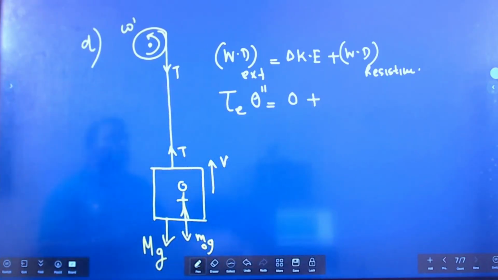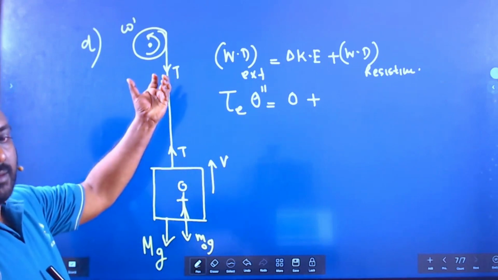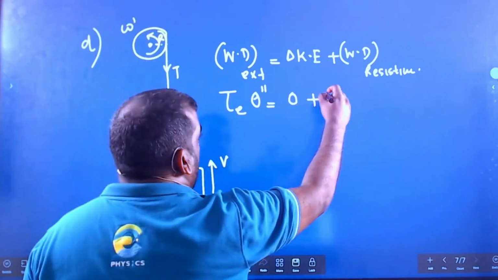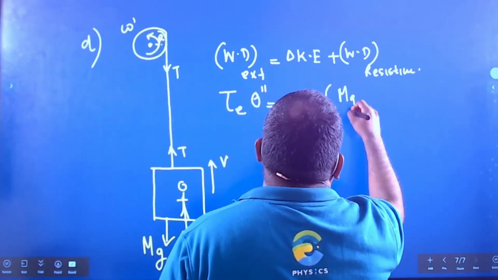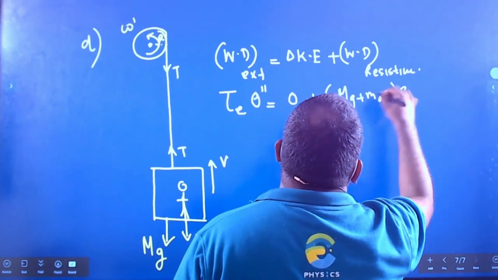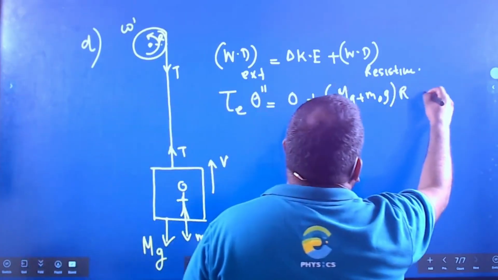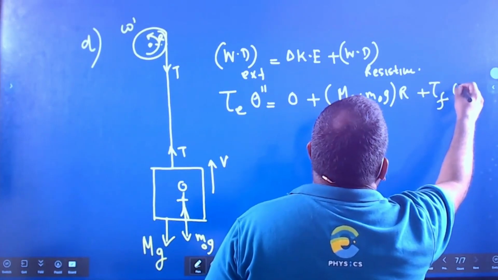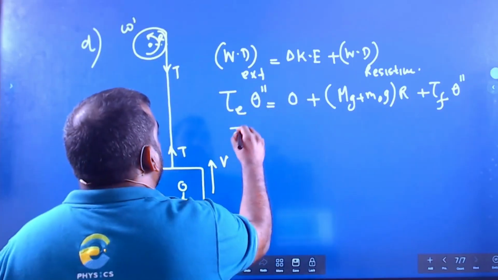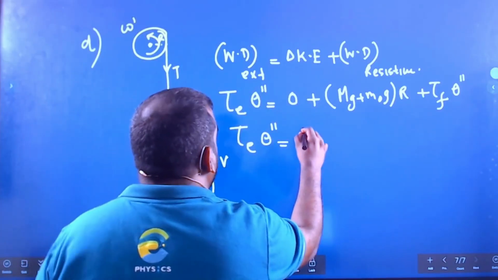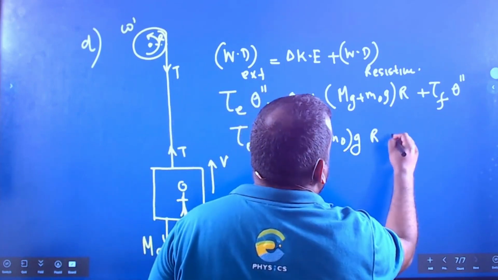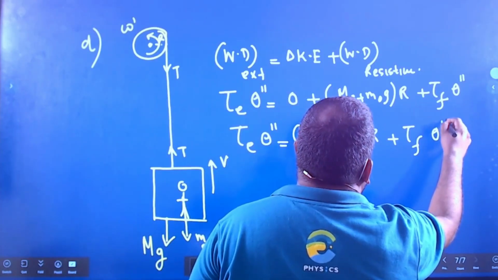Work done by resistive torques. Now when this is going up, there will be a resistive torque where total weight will give you a resistive torque: (m plus m naught) g force into perpendicular distance to the axis, plus frictional torque times theta double dash. Clear? So external torque theta double dash equals (m plus m naught) g r, plus frictional torque theta double dash.